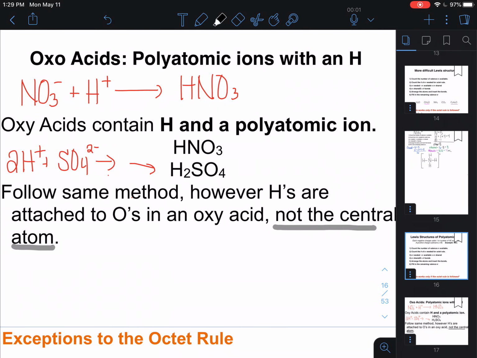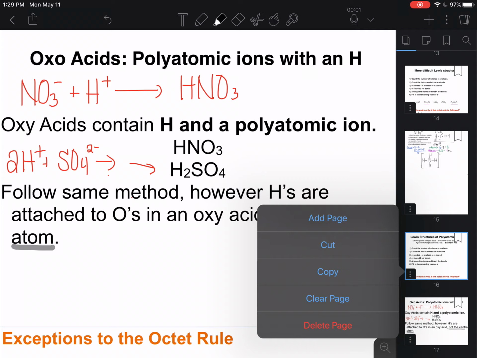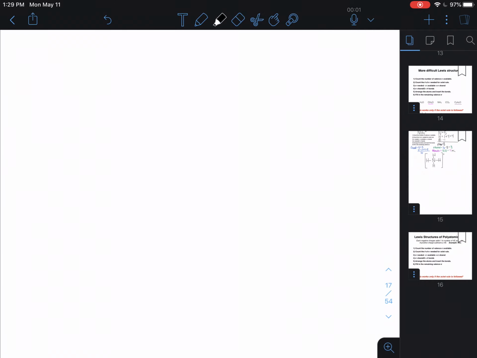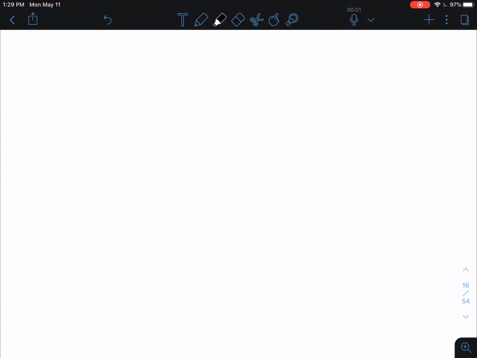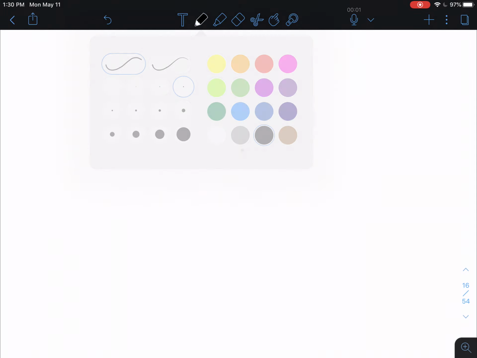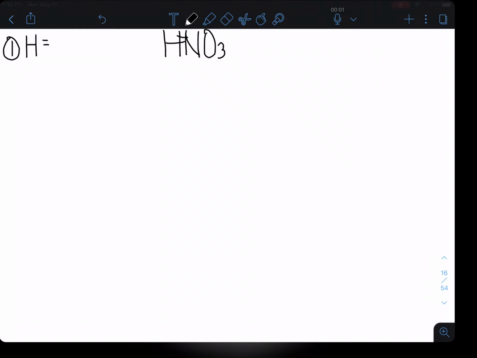So let me go back up and give you some examples. So let's do HNO3. All right. So the first thing we have to do is add up all of the valence electrons. So number one, add up the valence electrons. I'm just going from left to right. Hydrogen, 1 electron.